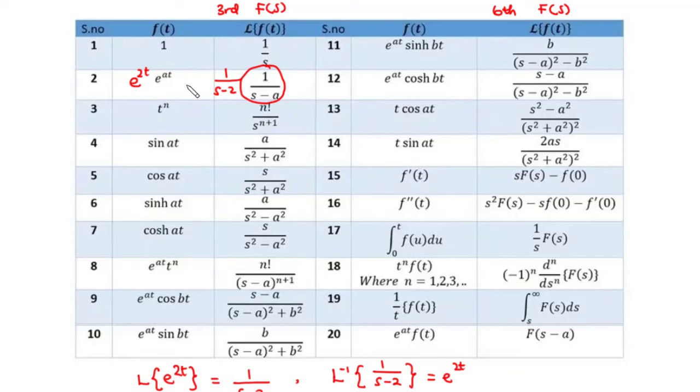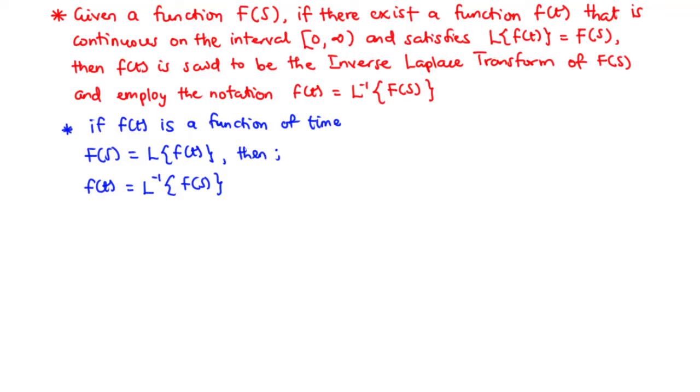Now in cases where the transform given does not correspond to any of the entries in here, then we need to manipulate the Laplace transform in order to obtain the original function. So in doing this, in manipulating the transform, we are going to rely on the linearity property of the inverse Laplace transform, and that is obtained from the linearity property of the Laplace transform.